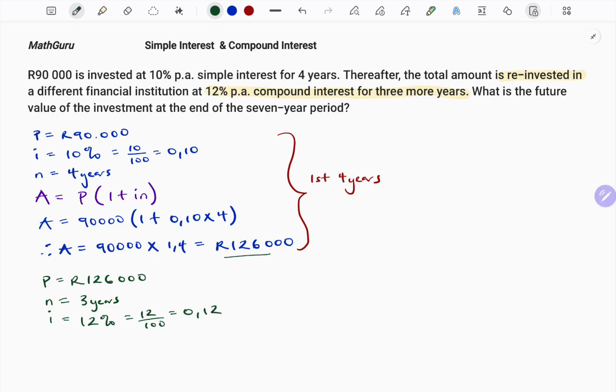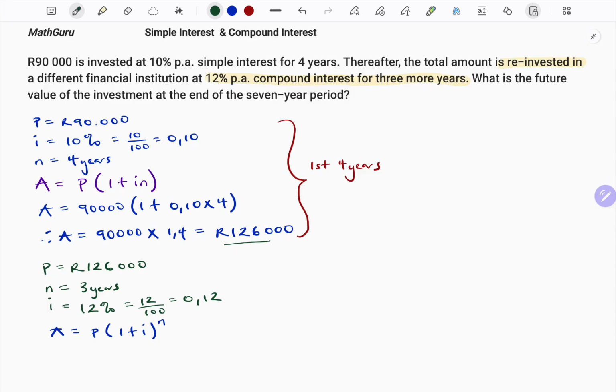So we'll be using the formula. A, the accumulated amount after the next 3 years, will be P, that's the principal, times 1 plus the interest to the power of the number of years. So for the next 3 years, we have our accumulated amount equals the principal, 126,000, times 1 plus the interest, 0.12, to the power of 3.